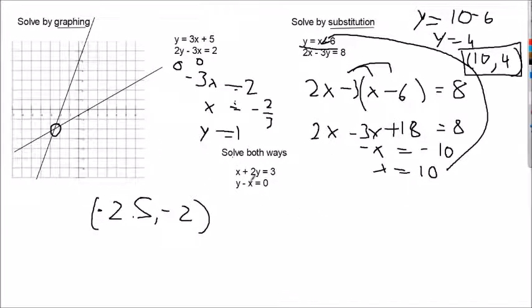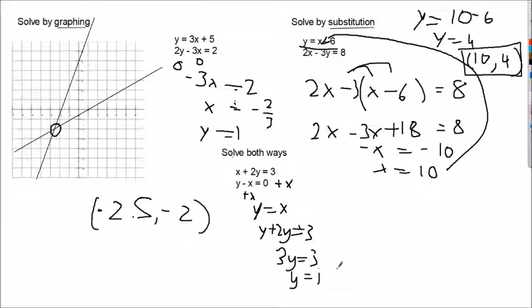Now let's solve using both ways. First of all, y minus x equals 0, so I can just add x to both sides. We're going to do it by substitution first. Now we have y equals x. So I can put the x into the y right here, and I have x plus 2y equals 3, so y plus 2y equals 3. So 3y equals 3. Therefore y is equal to 1.